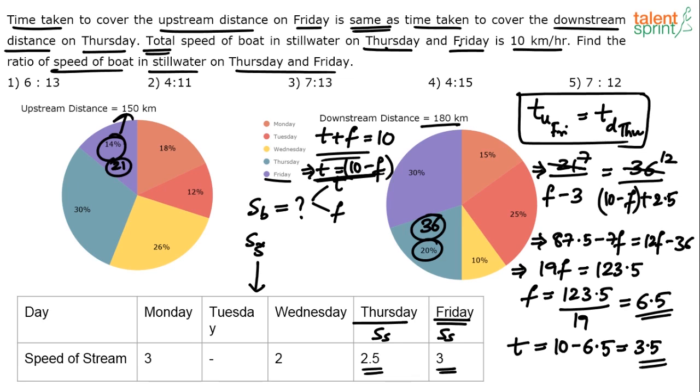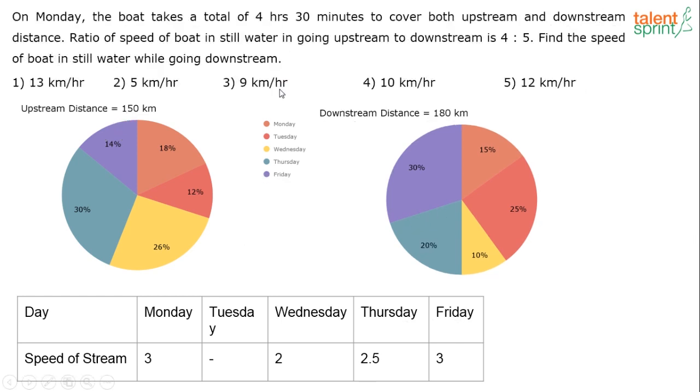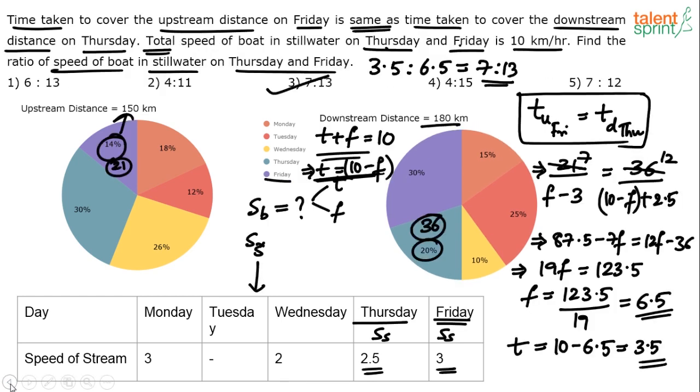Now, what is he asking us to find out? The ratio of the speed of the boat on Thursday and Friday. Thursday speed is 3.5 is to Friday speed is 6.5. 3.5 is to 6.5 is 7 is to 13. That's your final answer. 7 is to 13, option 3.